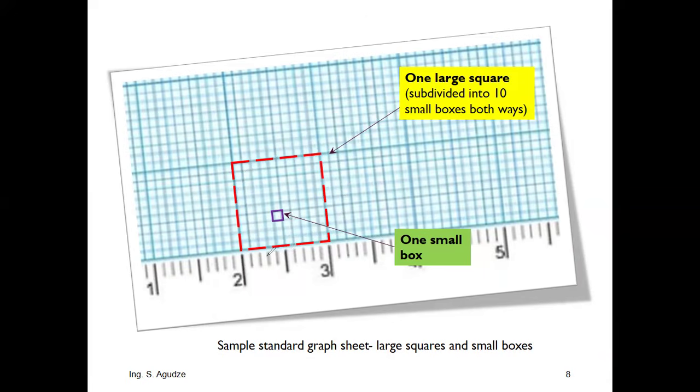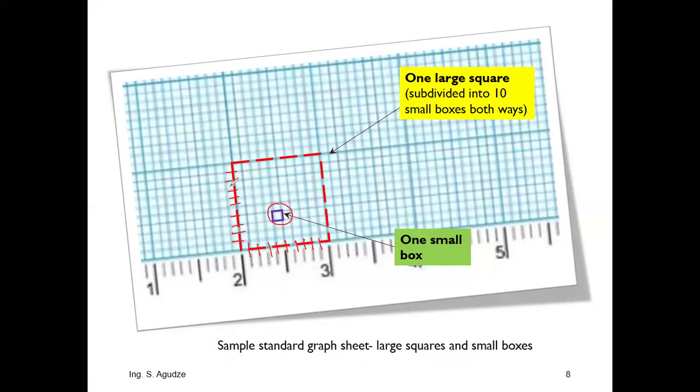Every large box has been subdivided into 10 small boxes. So if I say small box, I'm referring to something like this. Every large box, both ways, has been divided into 10 small boxes, or 10 equal small parts. If I say large boxes, I'm referring to this.